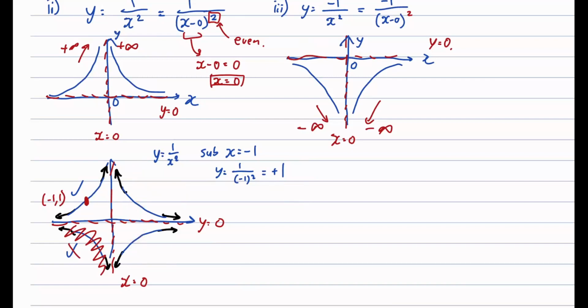So you must only select one of them. How do you decide? Sub x equals +1. Then what's y? 1 over 1 squared, which is +1. On top. So top or bottom? Pick the top one. So you see, you don't really need the odd and even function to realize that you have these two curves. Just sub in a point.